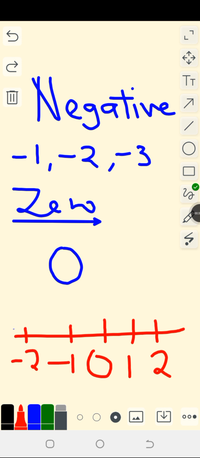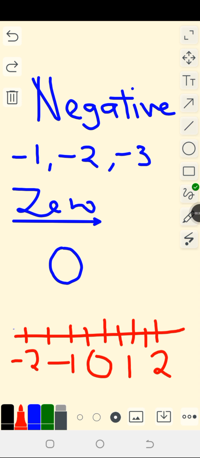So those negative numbers, positive numbers, they might not necessarily be whole numbers. So we can have decimal points in between. Between 1 and 2, we have 1.5. Between 0 and 1, we have 0.5. Between 1 and 0, we have minus 0.5. Between minus 2 and minus 1, we have minus 1.5.